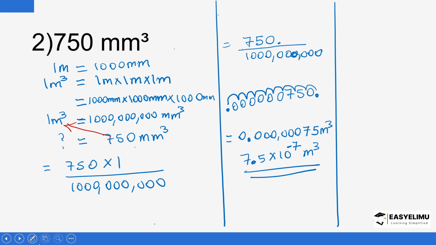Let me see if you can see one more example. So we have this one now. See, this is now cubic kilometers. We need to convert it back to cubic meters. So how do you go about it?